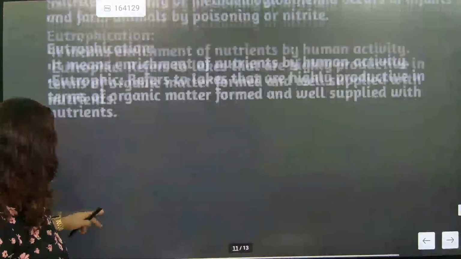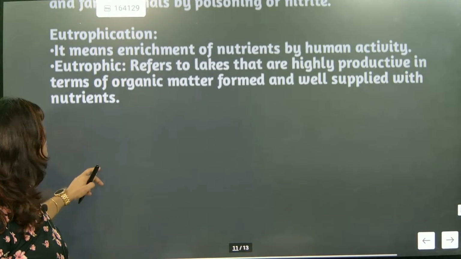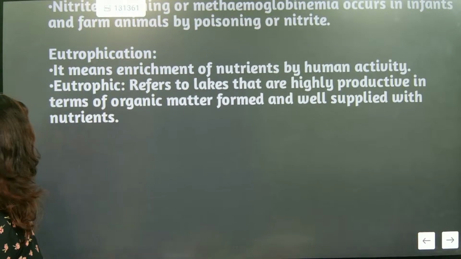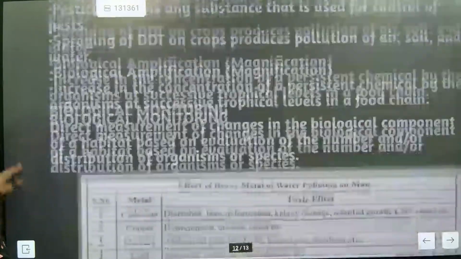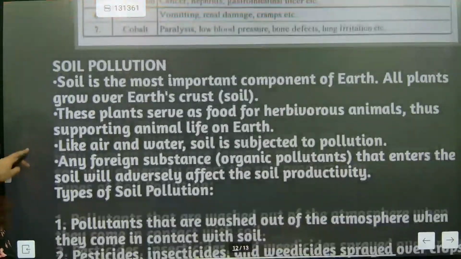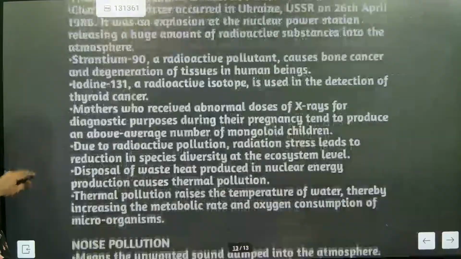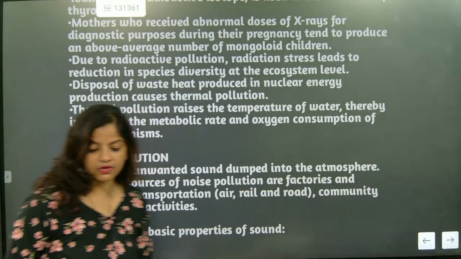CBSE system, eutrophication, understood? So many parts are still left. Biological oxygen demand, BOD, soil pollution, understood? So next class we are going to do these.